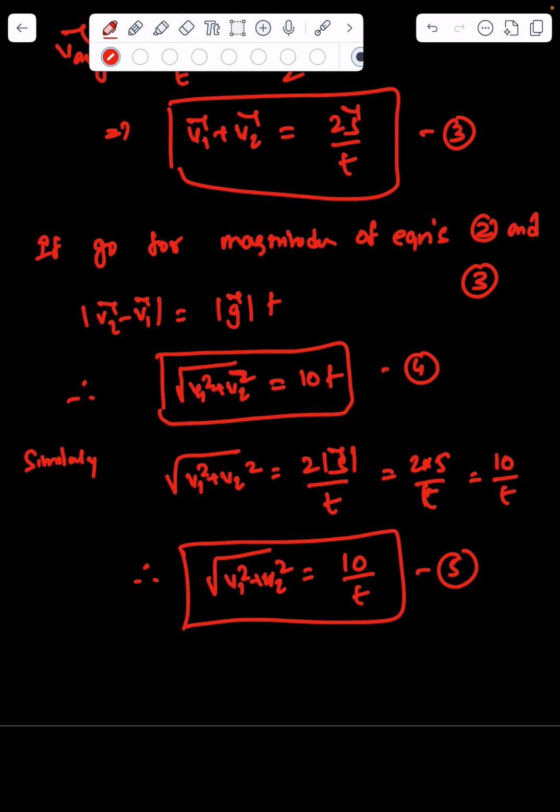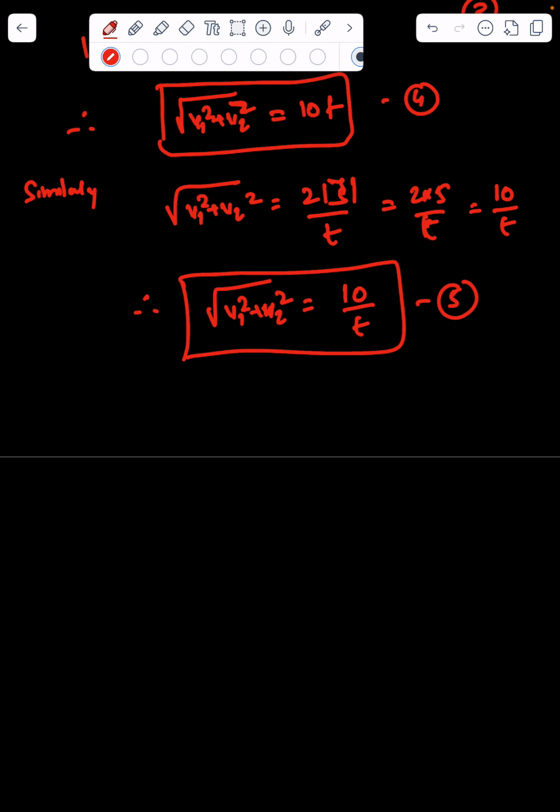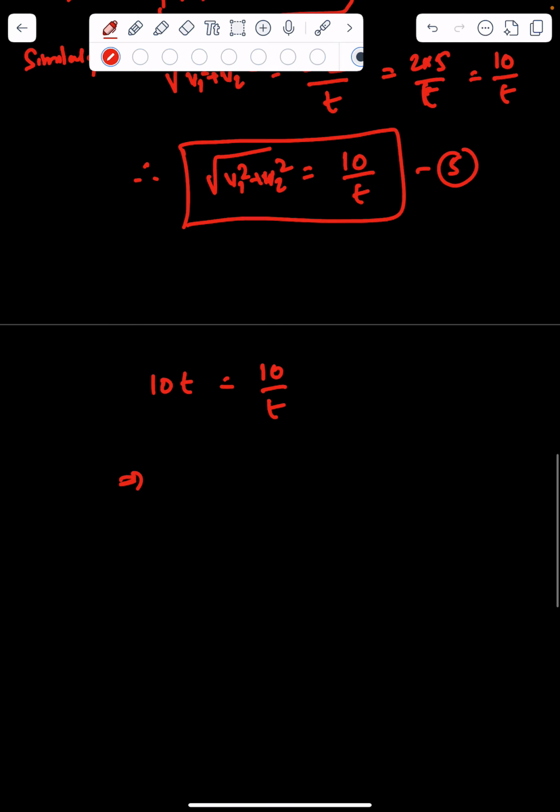Since equations 4 and 5 both give root over v1 square plus v2 square, we can equate them: 10t is equal to 10 by t. Hence t square is equal to 1, therefore t is equal to 1 second. So this is how we can solve this problem, right?